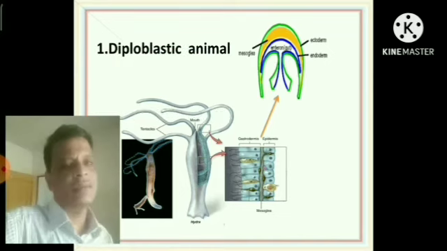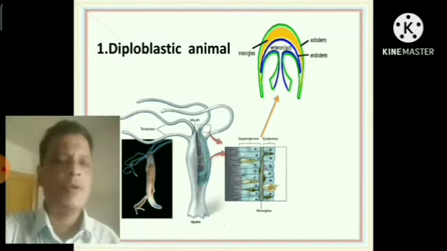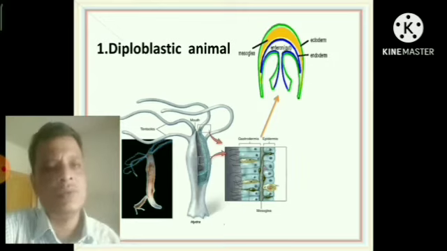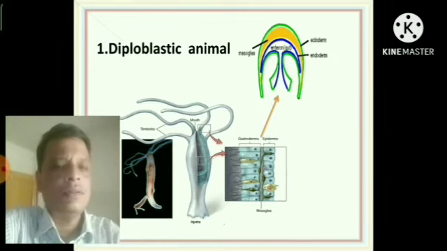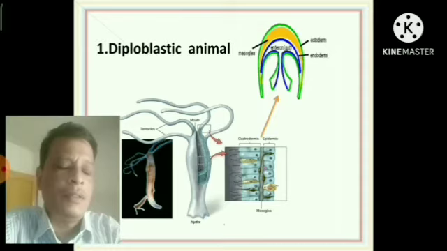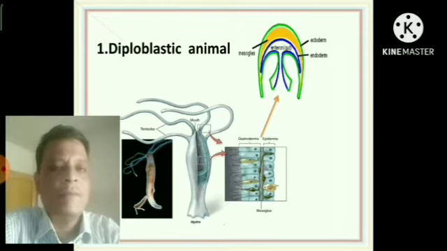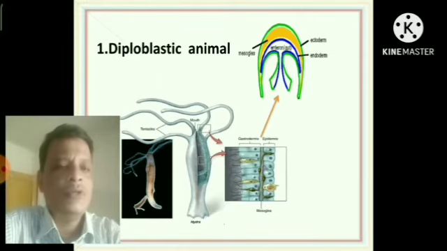They are diploblastic animals. As you know, during the embryonic stages, there are two layers found in the animals of this phylum, ectoderm and endoderm. That's why they are called diploblastic animals. And in between the two layers, a non-cellular jelly-like substance is present, which is called the mesoglea.